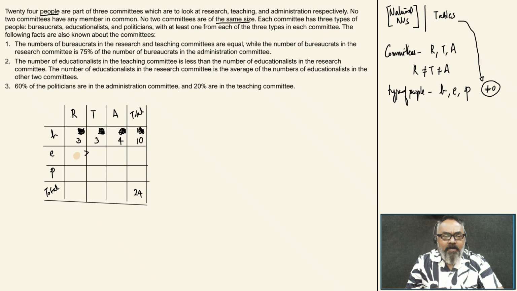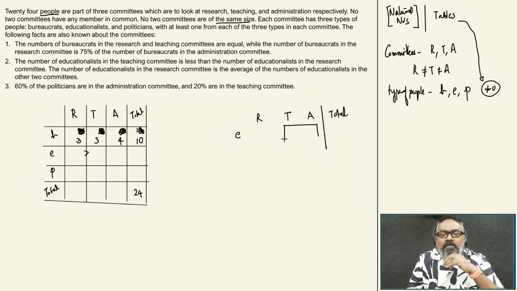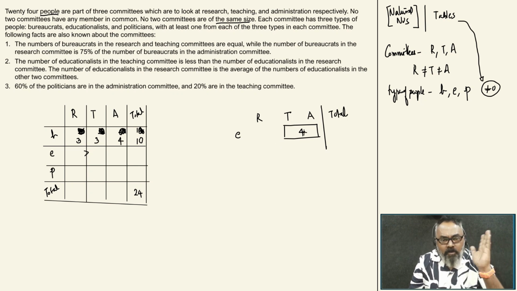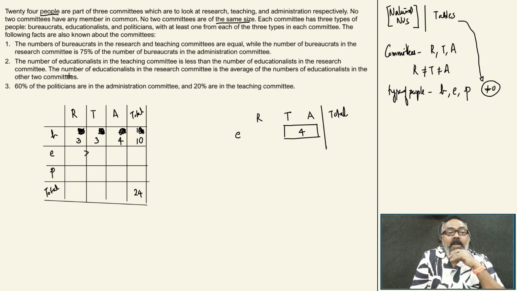Let me explain. Imagine this, teaching and A, okay, and there is R. We're looking at E. Let's look at the total value for it. Simple. Let's look at teaching plus A put together. Let's take it that the sum is 4. I don't know, it could be 1, 3, whatever. The sum is 4. What does that mean? The number of educationalists in the research committee is the average of the number in the other two committees. The average of 4 between these two committees will be equal to 2.